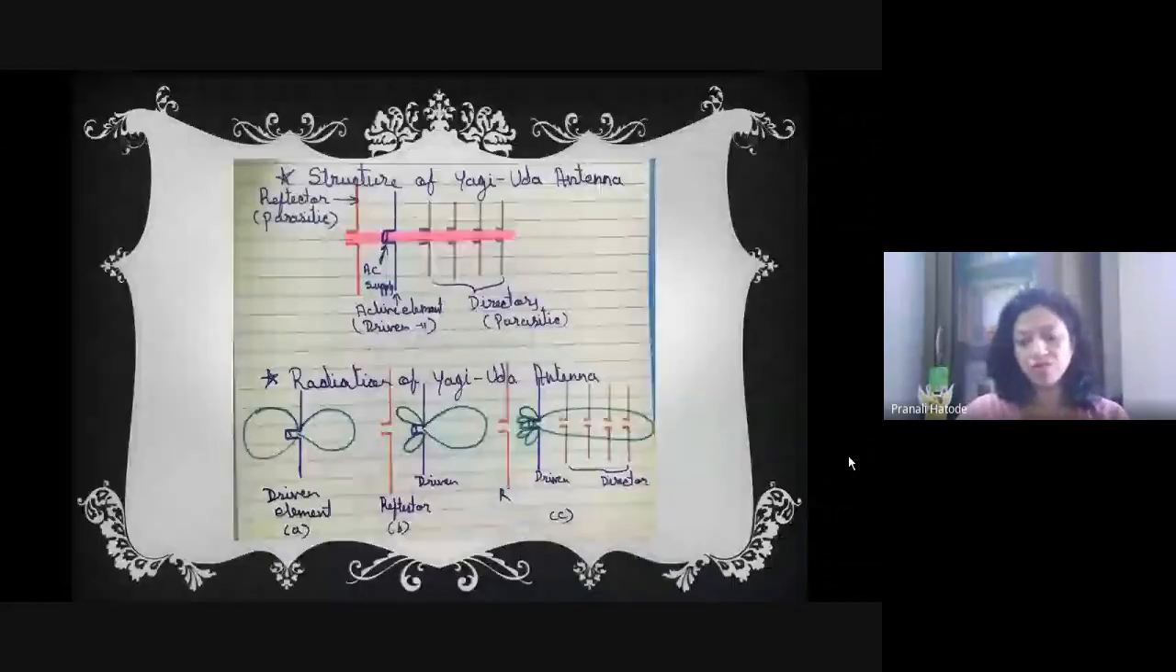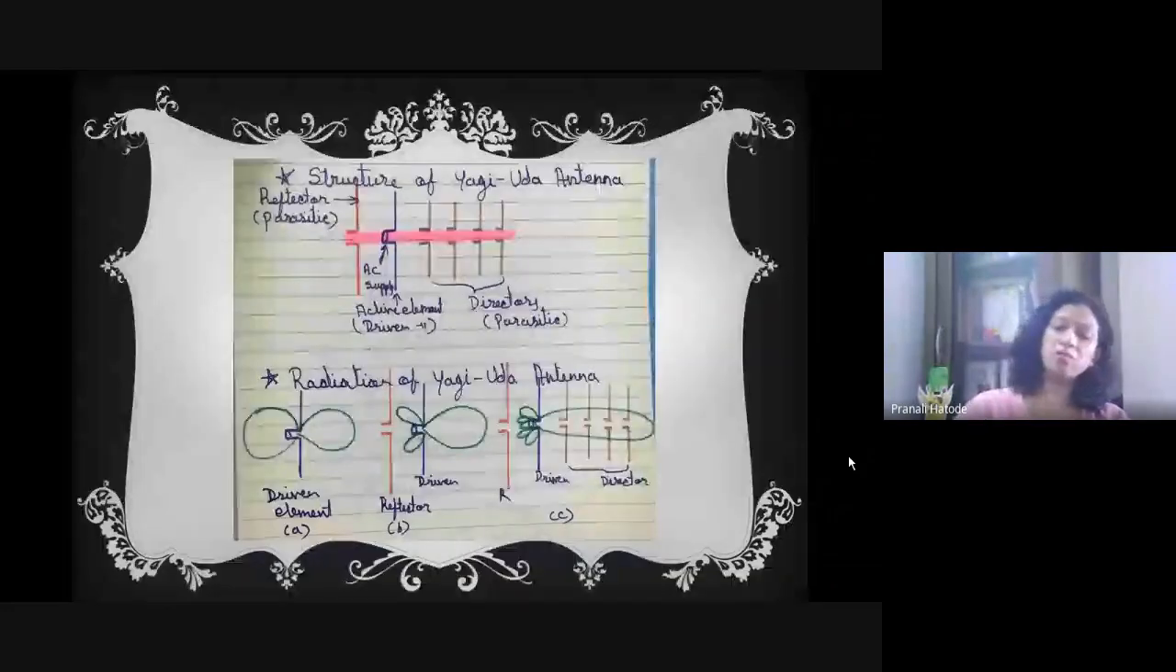Okay, so this was all about the structure. This is basically a 6-element Yagi-Uda antenna. You can design it for other numbers of elements also. Now let us discuss the radiation of the Yagi-Uda antenna. Now I have drawn 3 diagrams over here.